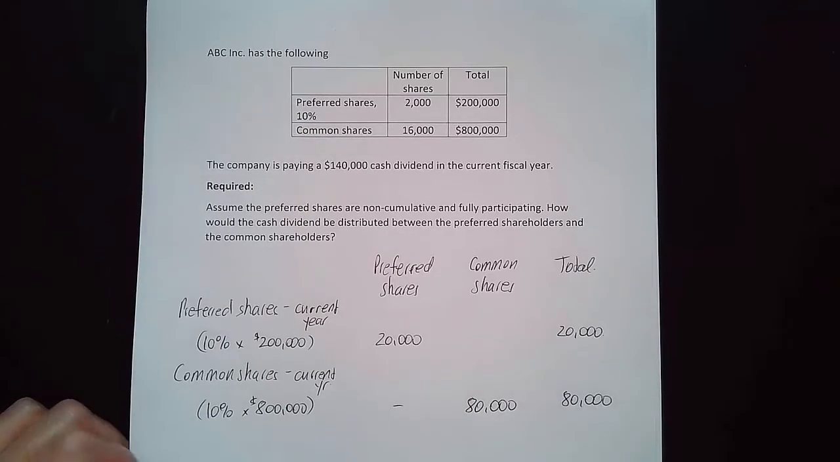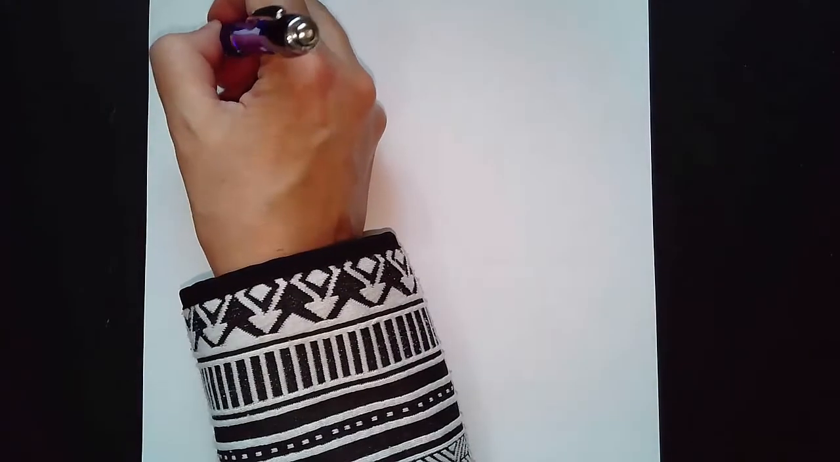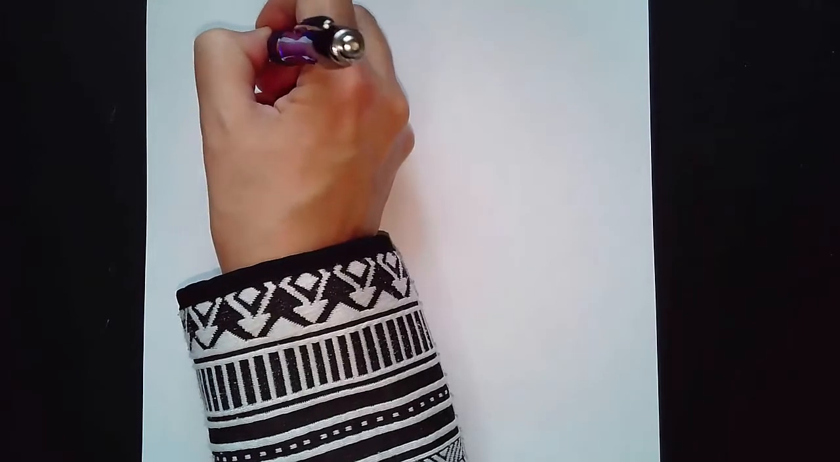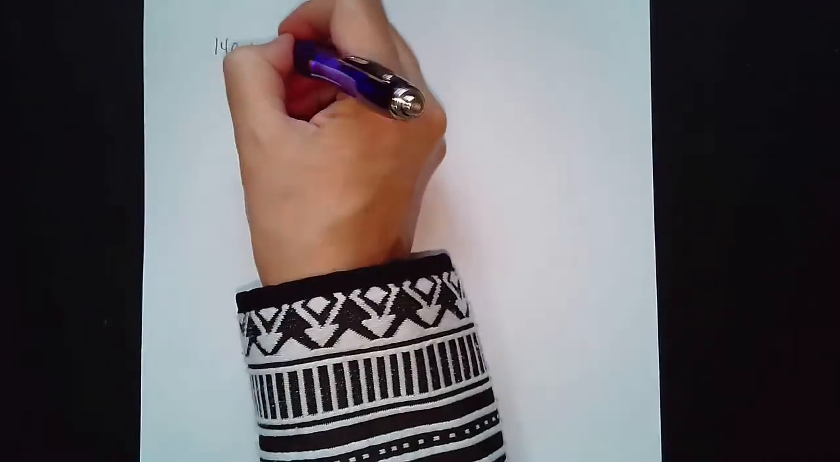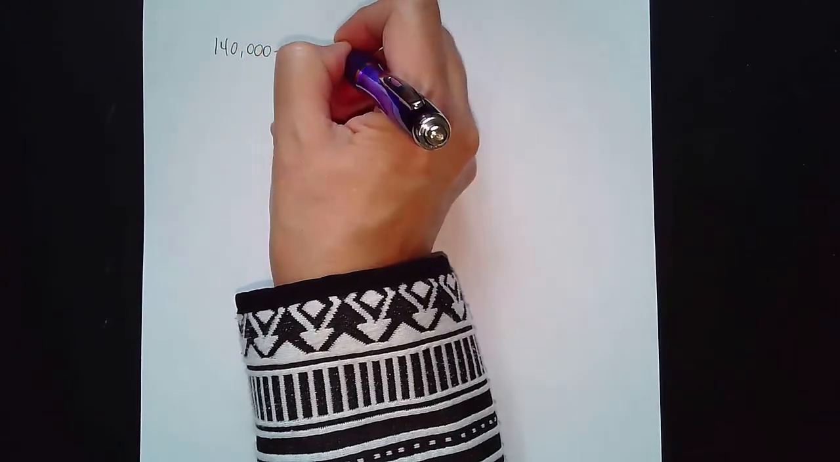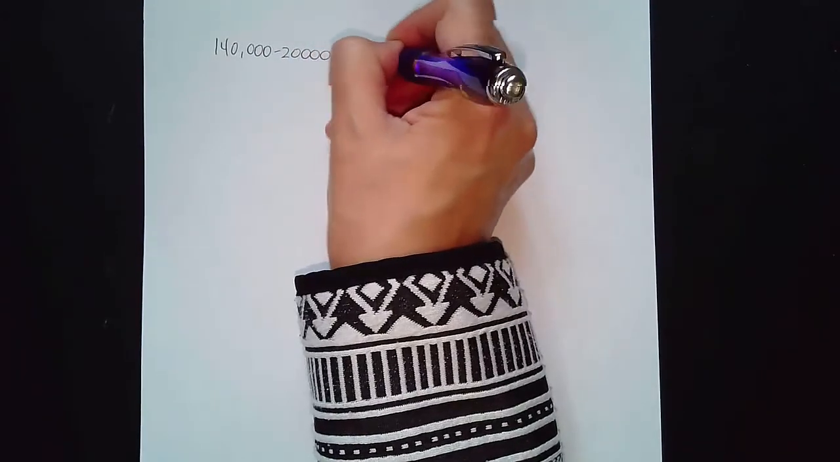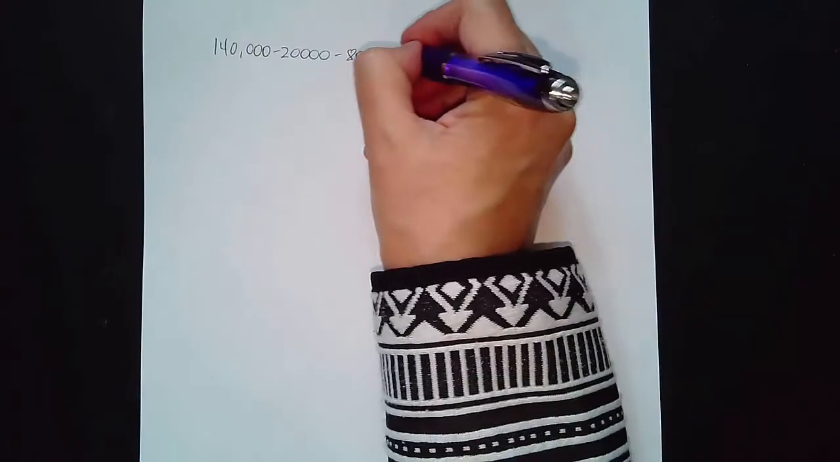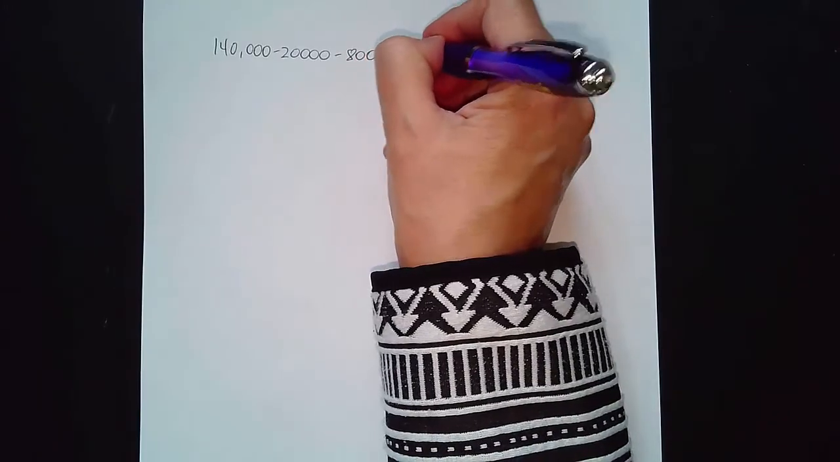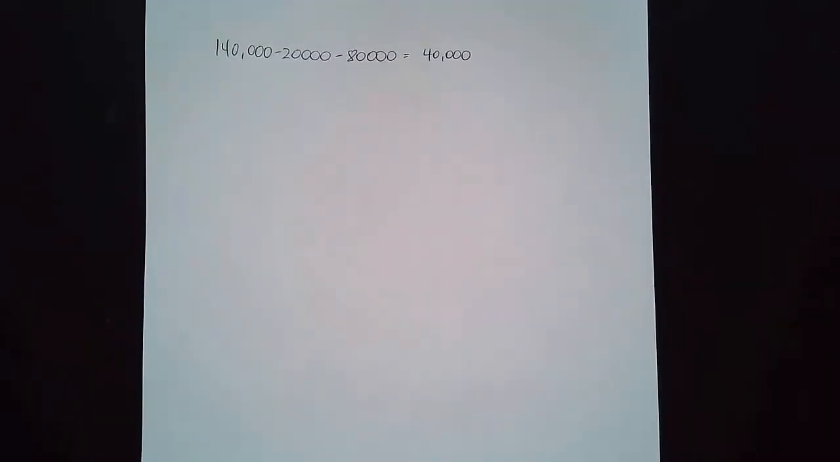So let's do a separate calculation before we complete the chart. We need to know how much exactly is remaining. So we've got the $140,000. We're going to subtract the $20,000 that is payable to the preferred shareholders, and we're going to subtract the $80,000 that is payable to the common shareholders. That means the remaining dividend is $40,000. That's the amount available for participation.